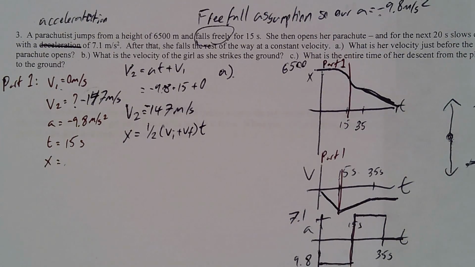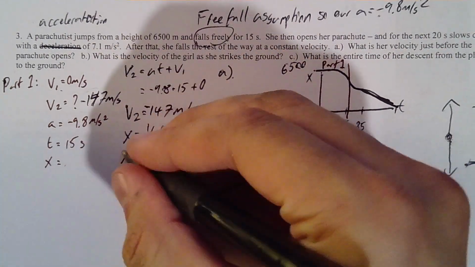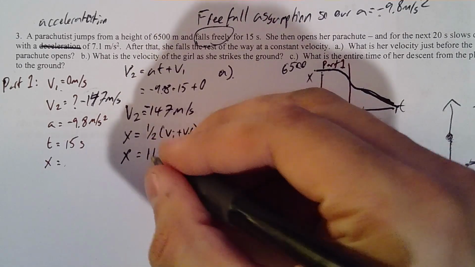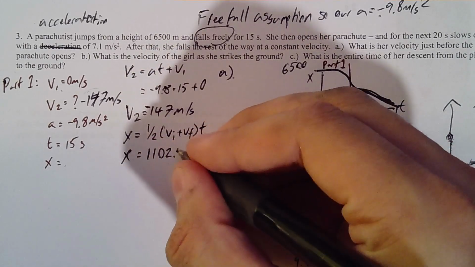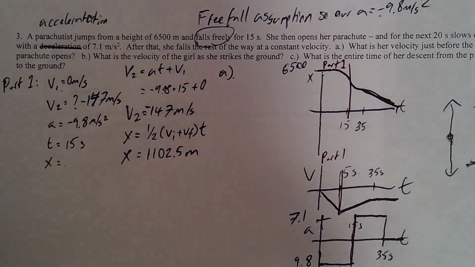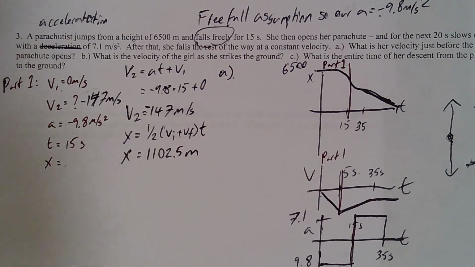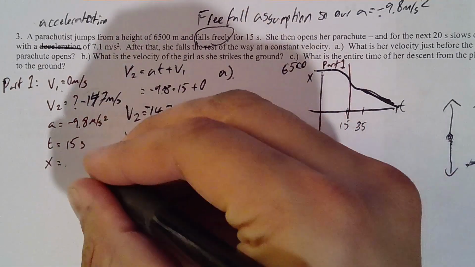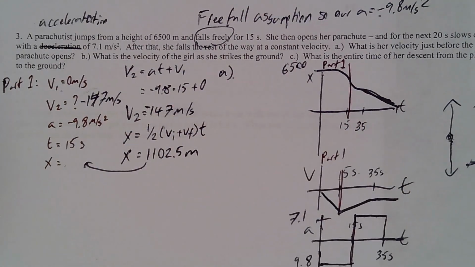15 divided by 2 times 147. We get that our x in this case is 1102.5 meters. This is good to know, and we're going to keep it right here as our little piece. In part 1, this is how much distance we have fallen. Lovely.